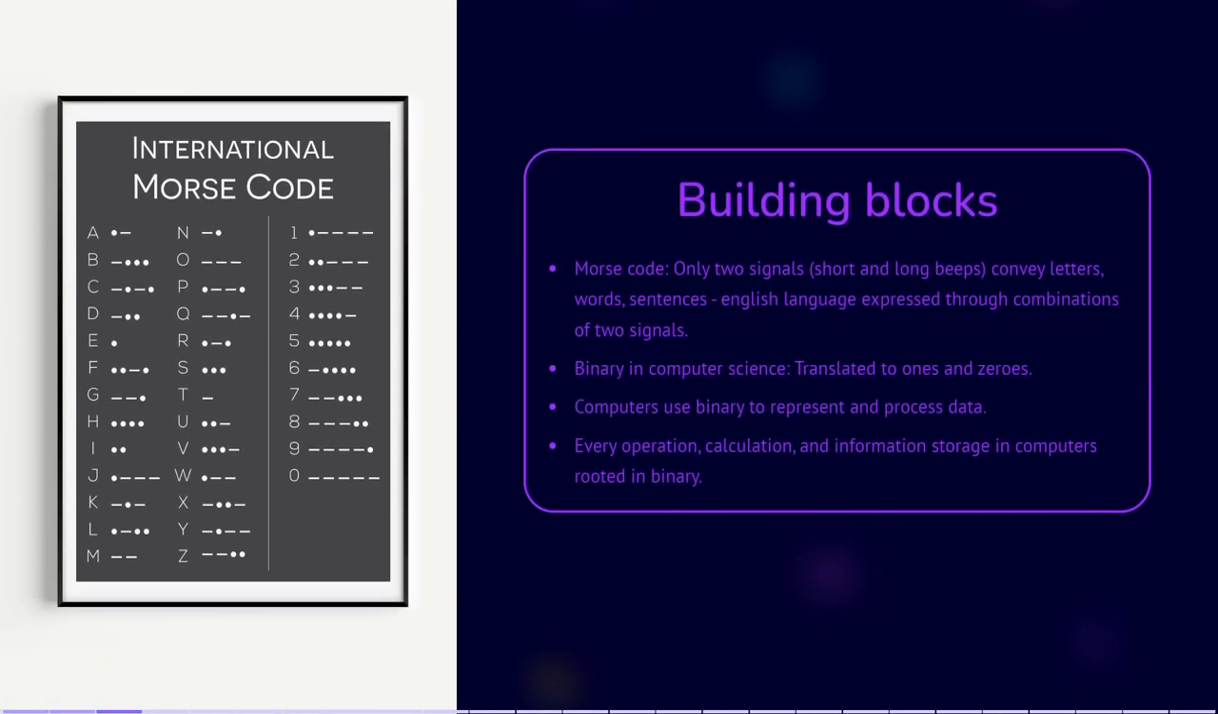Let's have another example. Each letter in the Morse code alphabet is expressed as a set of only two signals, a short beep or long beep. Every letter and every word and every sentence in the English language could be expressed as a combination of these two signals. In computer science, this concept can be translated to ones and zeros.